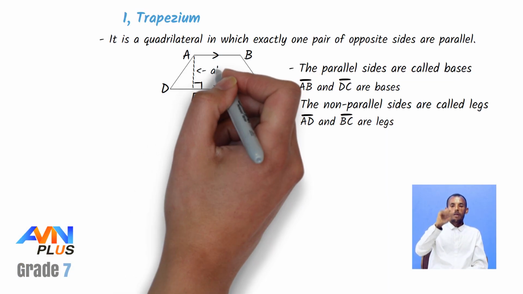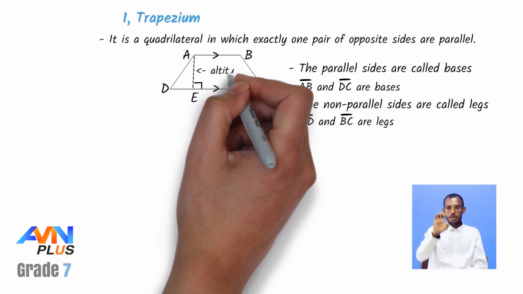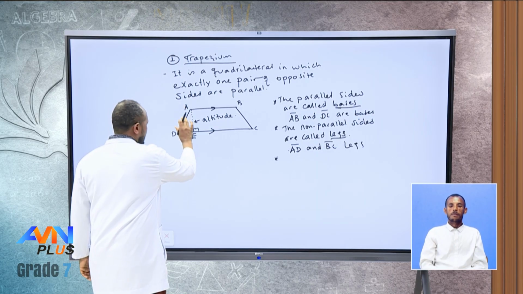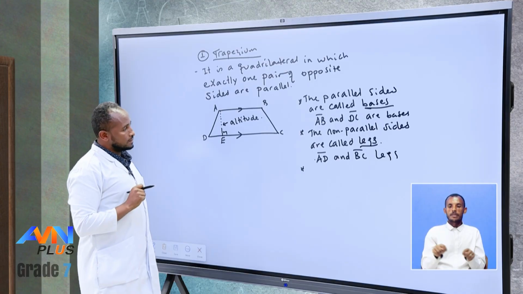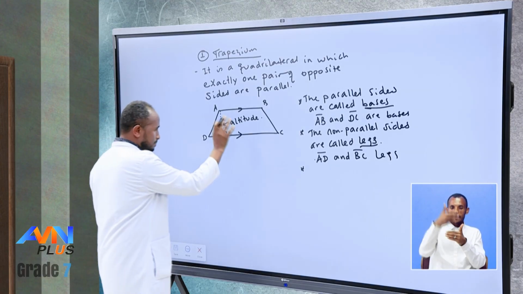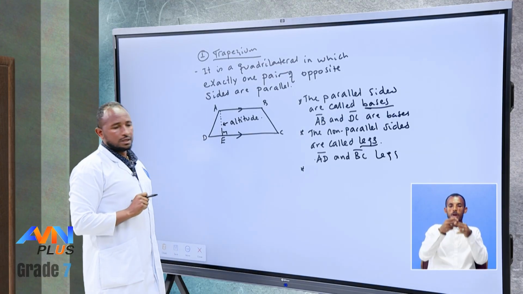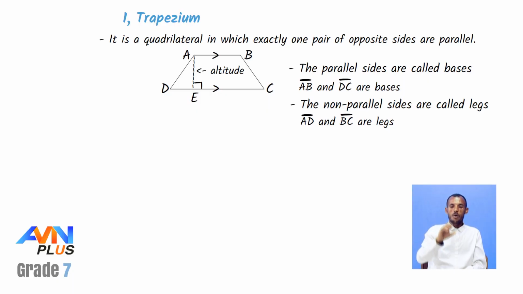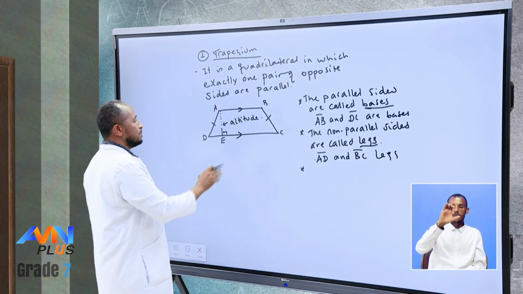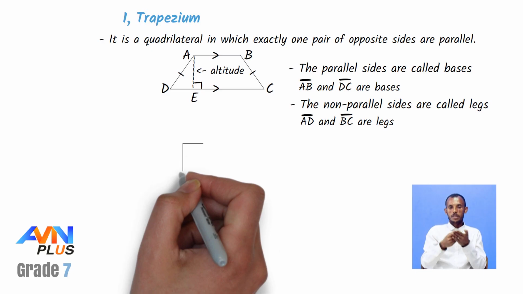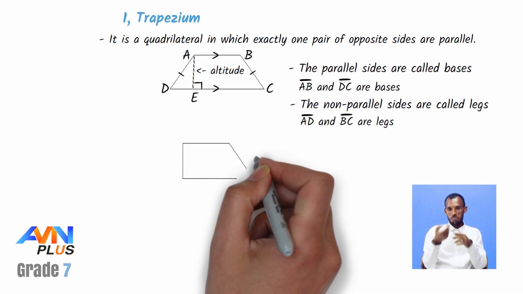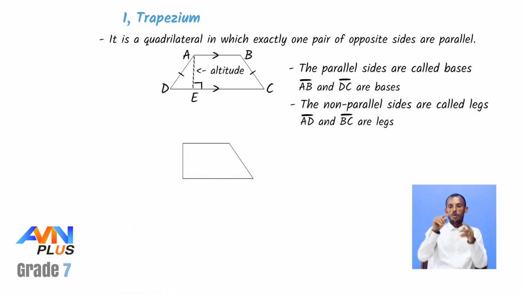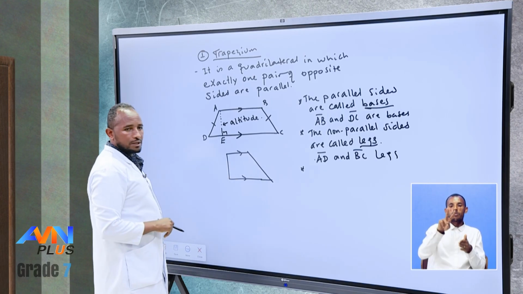If the legs of a trapezium are congruent, then the trapezium is called an isosceles trapezium. By the way, a trapezium can have this form. Even this is also a trapezium, because these two sides are parallel and these two are non-parallel. So this is also a trapezium.